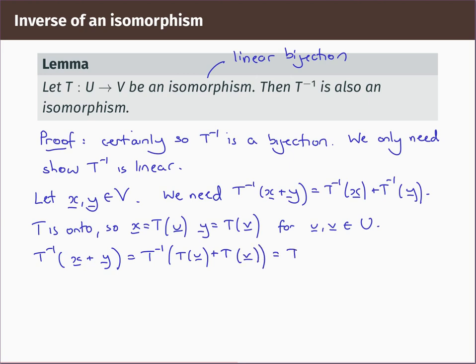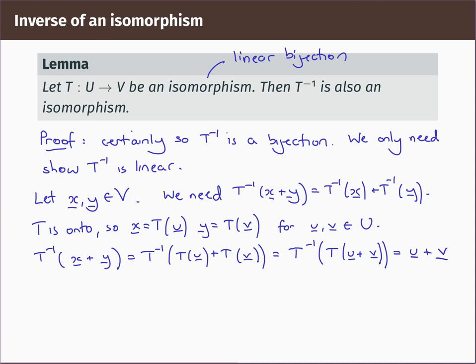Now T we know is a linear map. That's the assumption in this lemma. T is an isomorphism, so in particular it's linear. So T of U plus T of V is the same as T of U plus V. Okay, but now we've got T inverse of T of something, and T inverse composed with T is the identity. So this is just U plus V.